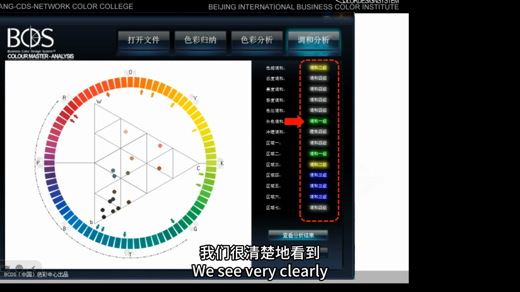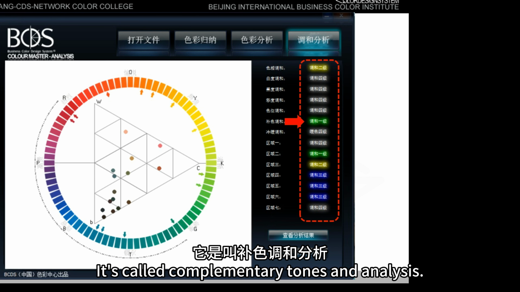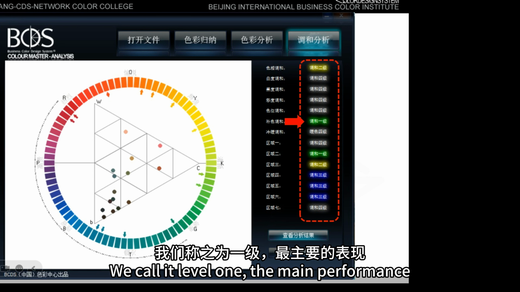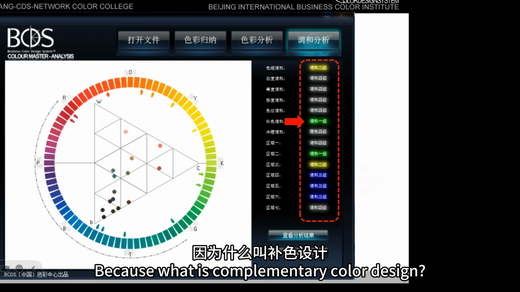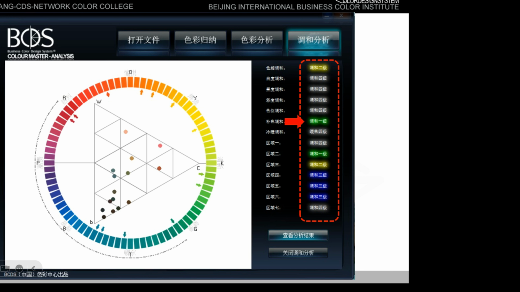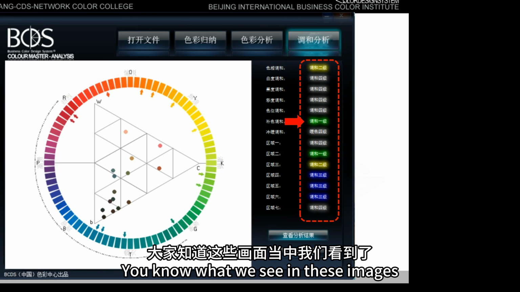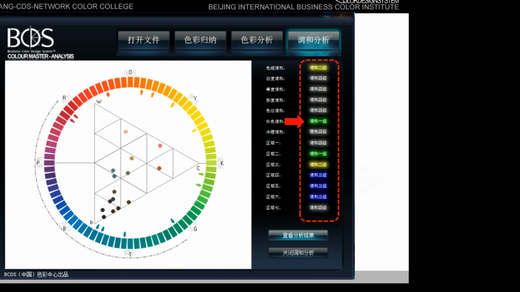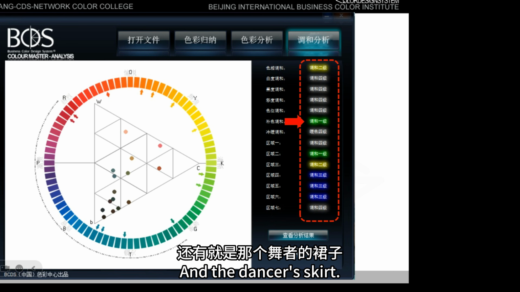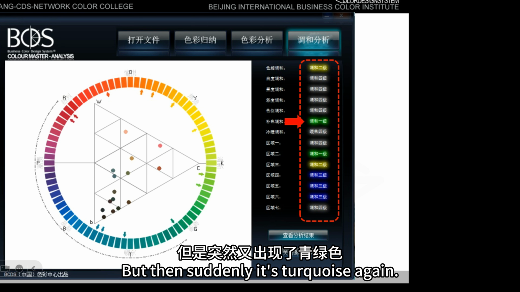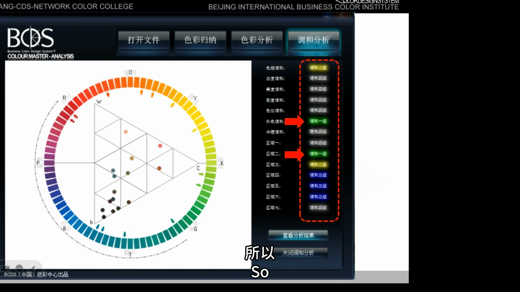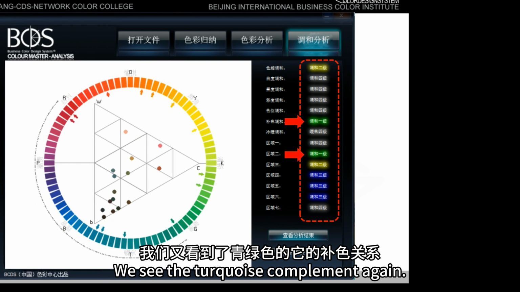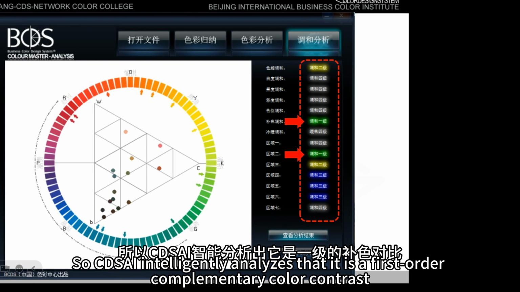We see very clearly. The first one is called complementary tones analysis. It's green. We call it level 1, the main performance. Because what is complementary color design? You know what we see in these images: lots of red, red-orange, and the dancer's skirt. But then suddenly it's turquoise again. So we see the turquoise complement again. So CDS intelligently analyzes that it is a first-order complementary color contrast.